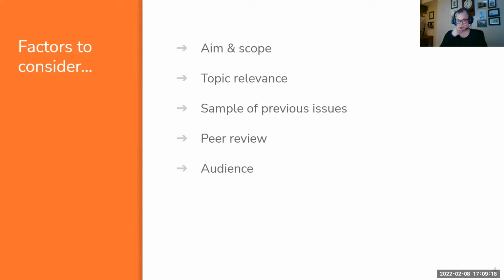And especially if your paper is multidisciplinary or interdisciplinary in different ways, then you really need to think about where it would be best suited. Another thing that goes with the aim and scope of the journal is topic relevance.